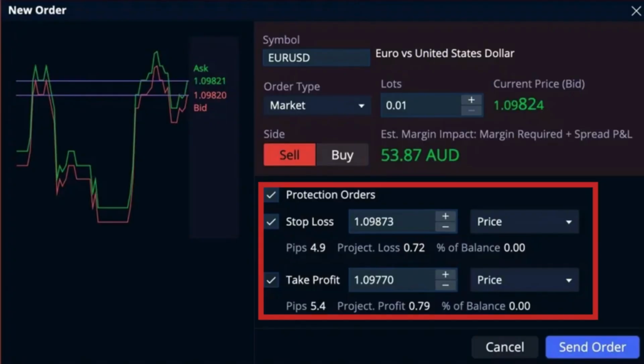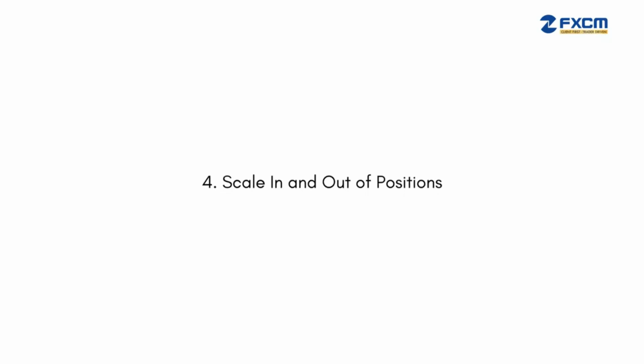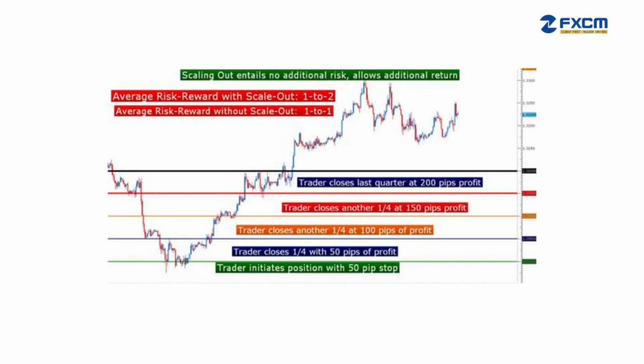4. Scale in and out of positions. Instead of entering a full position all at once with high leverage, consider scaling in, entering in parts as the market confirms your direction. This reduces your risk while still allowing you to benefit from the leverage when the market moves in your favor.